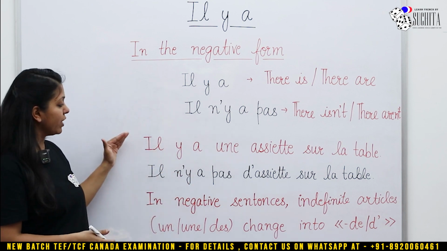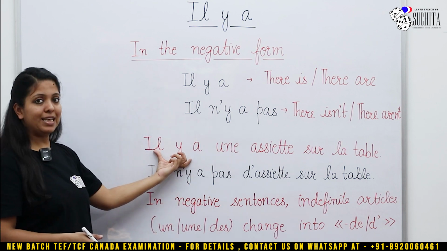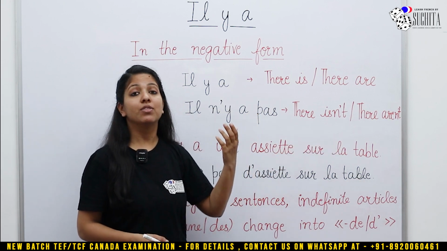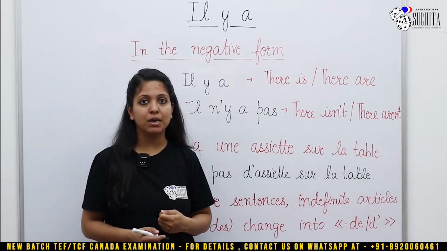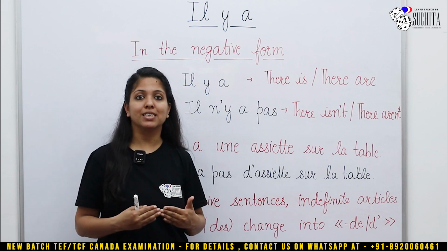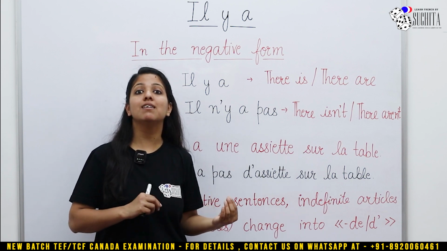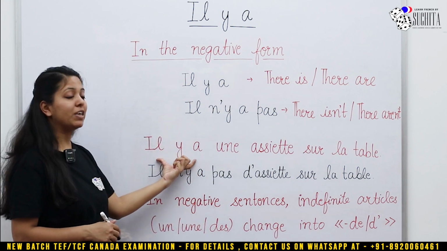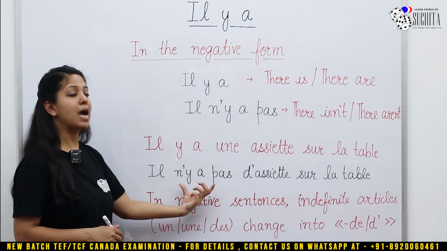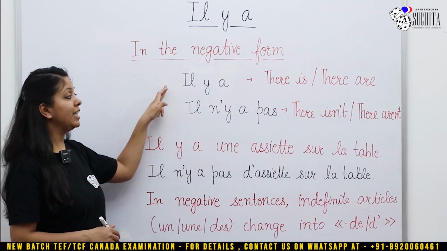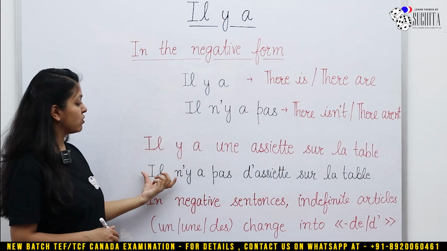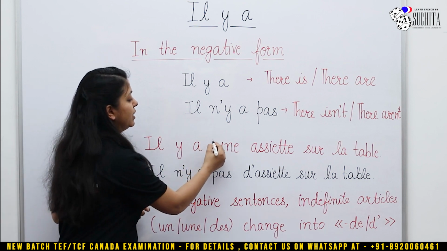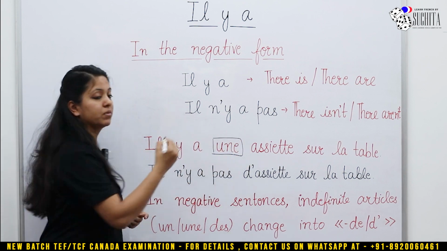Okay. Now here I've written an example. Il y a une assiette sur la table. There is a plate on the table. Now I want to negate it. I want to say there is not, there isn't any plate on the table. So the negation of il y a would be il n'y a pas, as I just told you. So, il n'y a pas. Now, there is a rule which you have to see. This is your indefinite article.